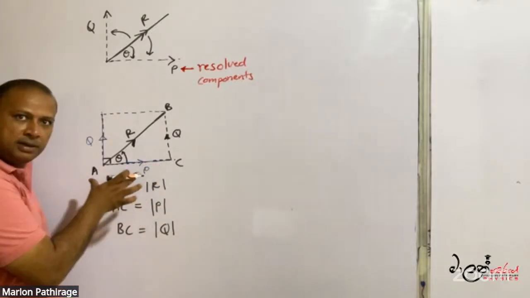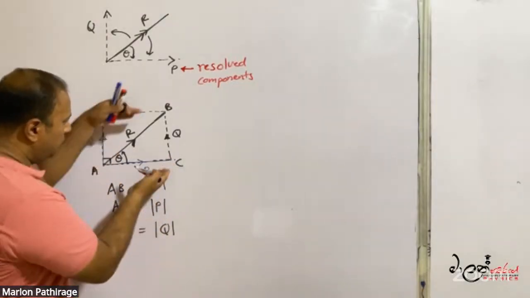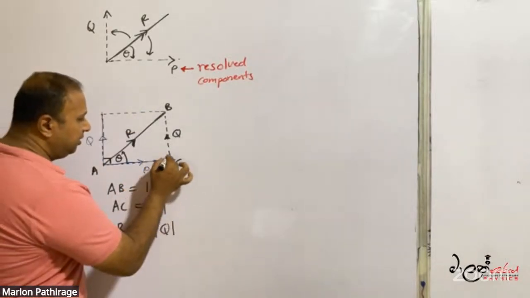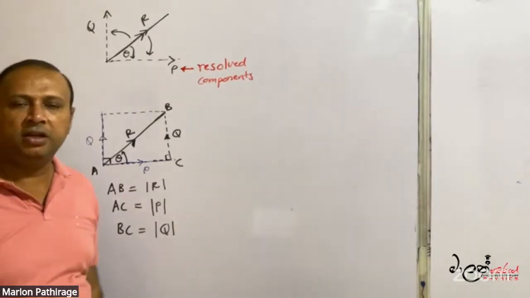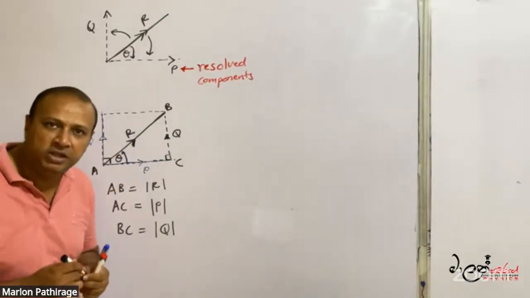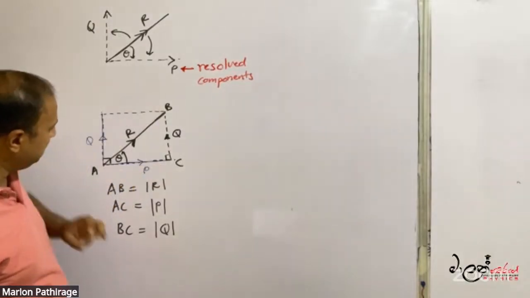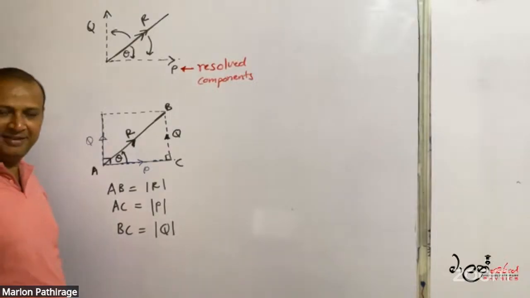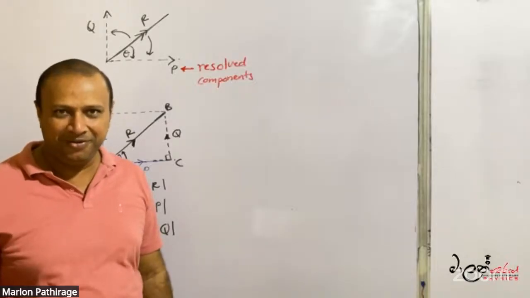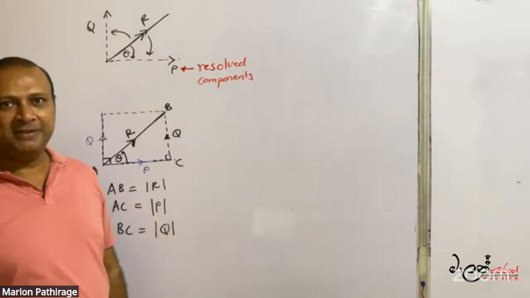Therefore, if you can determine those two lengths, then you can determine the magnitude of P and Q. To determine the magnitude of P and Q, you have to determine AC and BC. If you can determine AC and BC, then you can determine the magnitude of the two perpendicular components. Is that clear? If it is clear, please raise your hand.